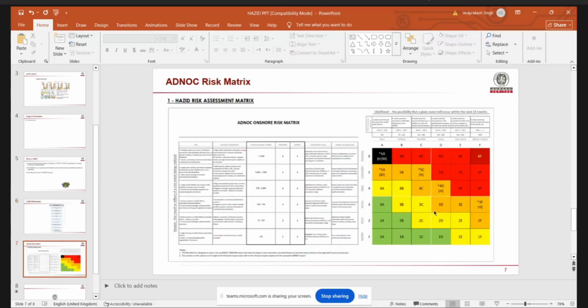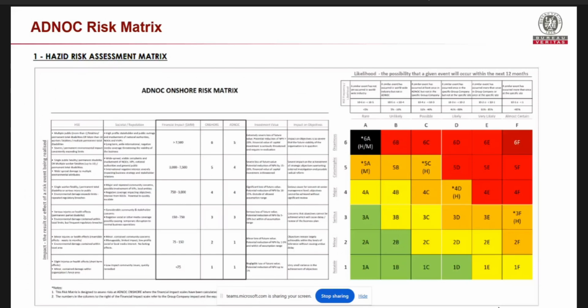I am very sure each of you have got this risk matrix. If you don't have, I request you to please take a snap of this risk matrix, because we will be taking your help to take the correct probability and to take correct severity, so that we can do the optimum risk identification.